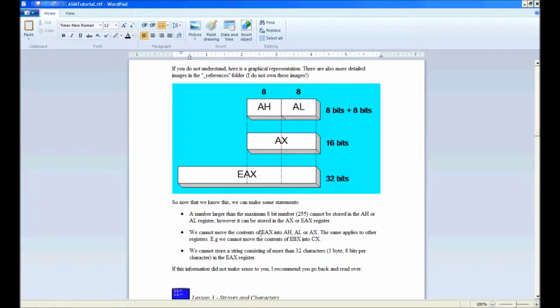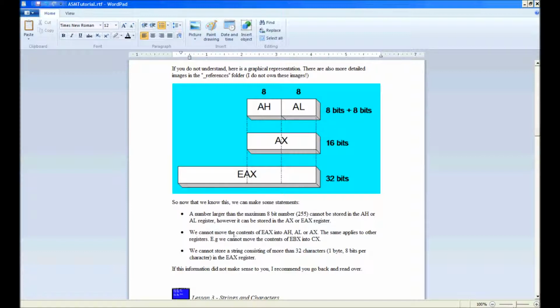Okay, and also a few notes. A number larger than a maximum of 8 bits, which is more than 255, cannot be stored in AH or the AL register. However, it can be stored in the AX or EAX register, providing, if it's in the AX, that it's not larger than a 16-bit number, or the EAX register, providing it's not bigger than a 32-bit number. You'll probably never encounter that.